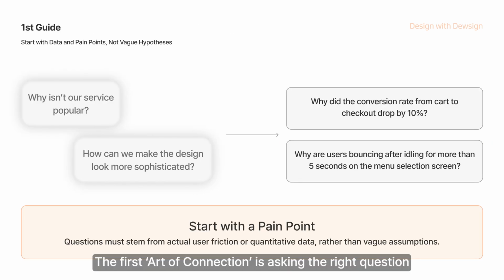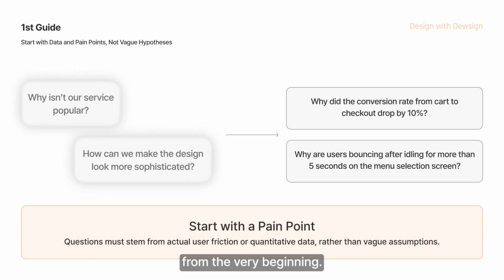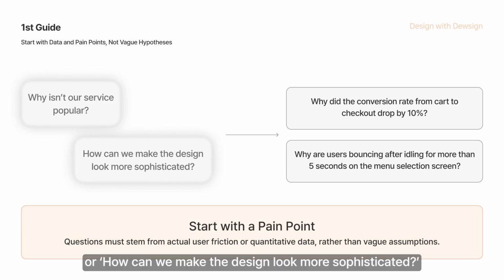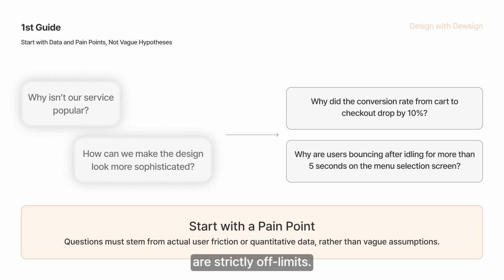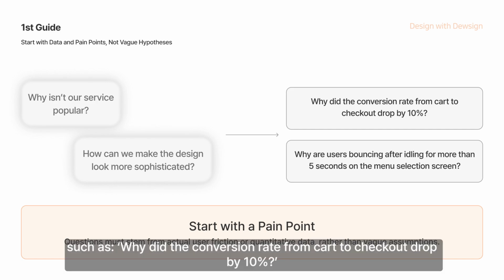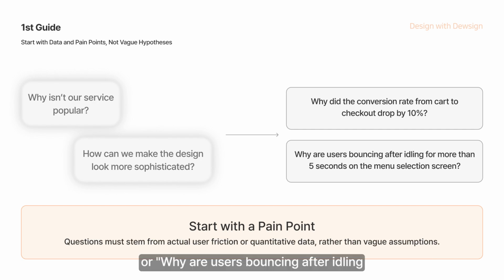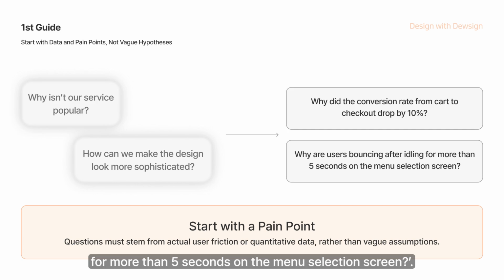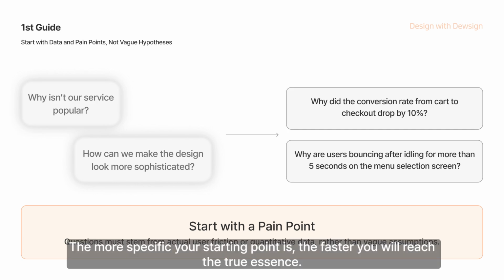The first art of connection is asking the right question from the very beginning. Vague questions like, why isn't our service popular? Or, how can we make the design look more sophisticated? Are strictly off limits. Instead, start with specific pain points from data or actual user experiences, such as, why did the conversion rate from cart to checkout drop by 10%? Or, why are users bouncing after idling for more than 5 seconds on the menu selection screen? The more specific your starting point is, the faster you will reach the true essence.